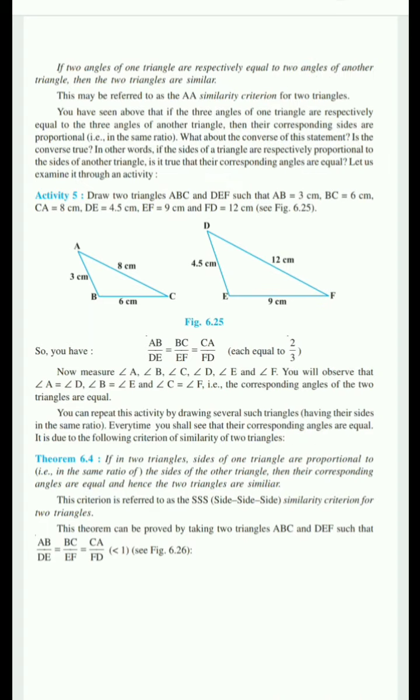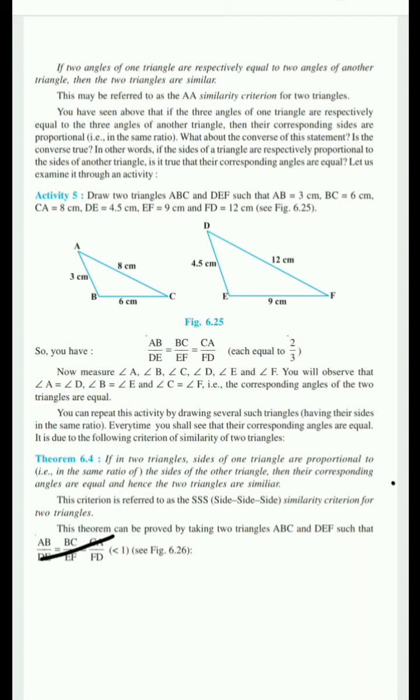So here we are talking about theorem 6.4. As you can see over here, theorem 6.4, what does it say? If in two triangles, the sides of one triangle are proportional to the sides of another triangle, then their corresponding angles are equal and hence the two triangles are similar. Meaning, what they have given, what they are talking about.